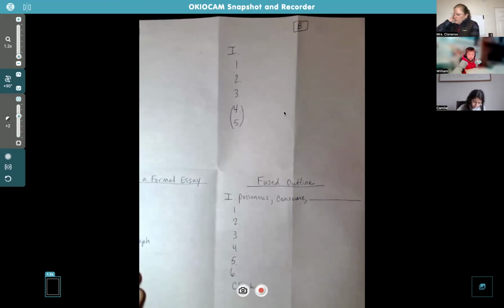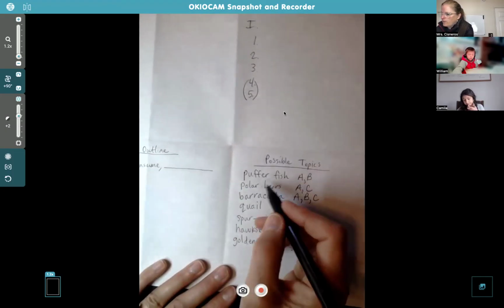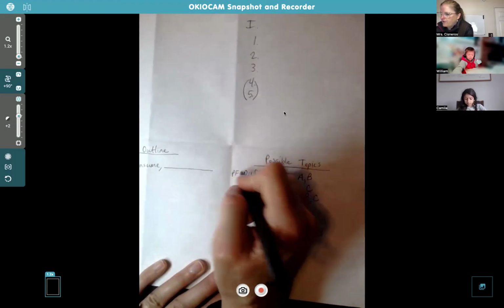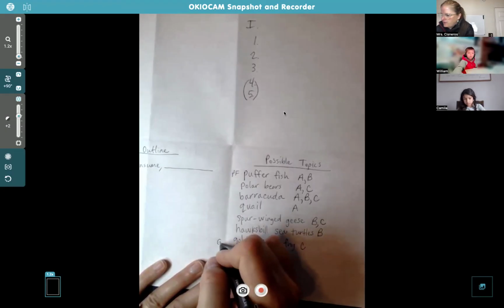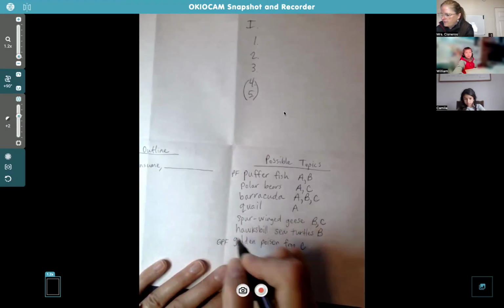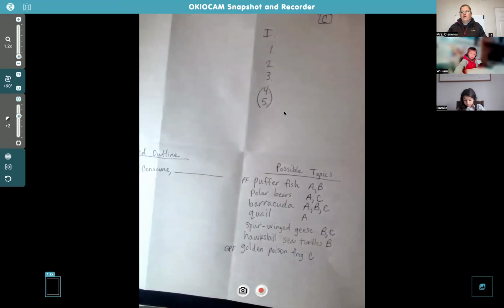Pufferfish and golden poison frog. Yep, that works because you have A, B, and C. So you can initial these if you need to, William. You can call pufferfish PF. Golden poison frog can be GPF in your outline. You know what I mean by that, William?